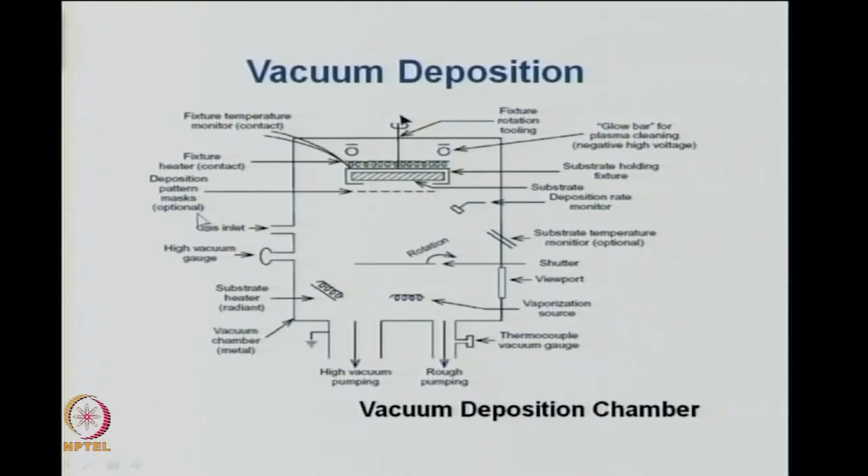In addition, you can also use masks here to form patterns, if you want to make films not continuous, but according to a certain pattern or design. Then you have to have a mask here which is kept in line of the deposition between the evaporating source and the substrate, and depending on the design of the mask, you will have a patterning on the surface of the substrate.